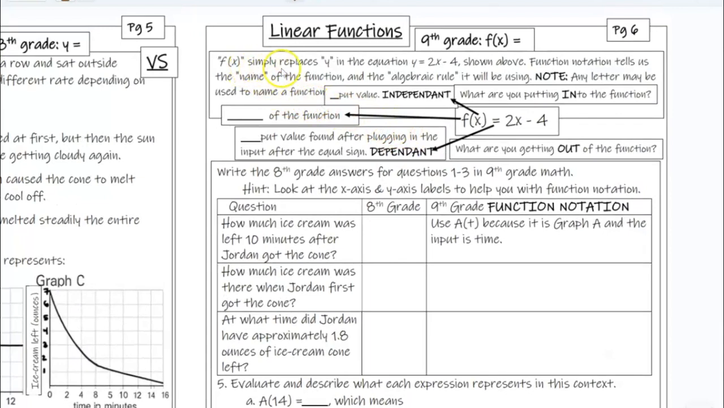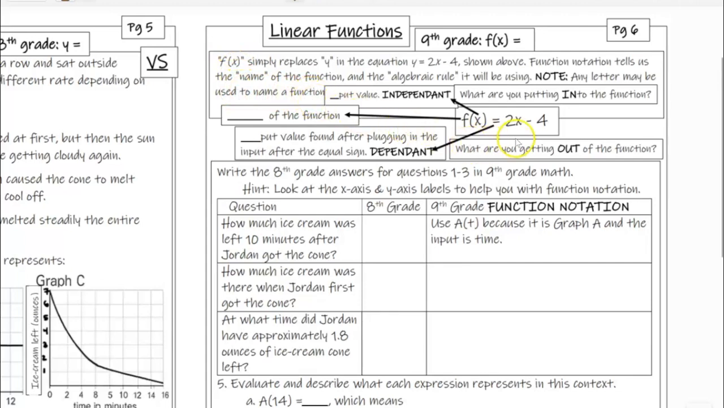So f of x simply replaces the y in the equation y equals 2x minus 4, as shown above. Function notation just tells us the name of the function, in this case f, and the algebraic rule. Whatever comes after it is the algebraic rule for the function. Note that any letter may be used to name the function. It doesn't have to be f, it could be g, h, t, i, z, any letter of the alphabet.